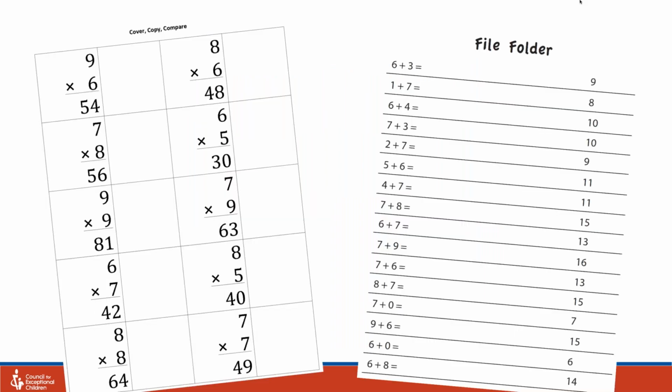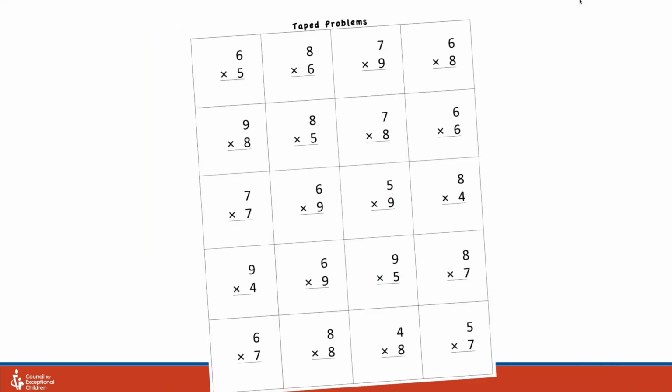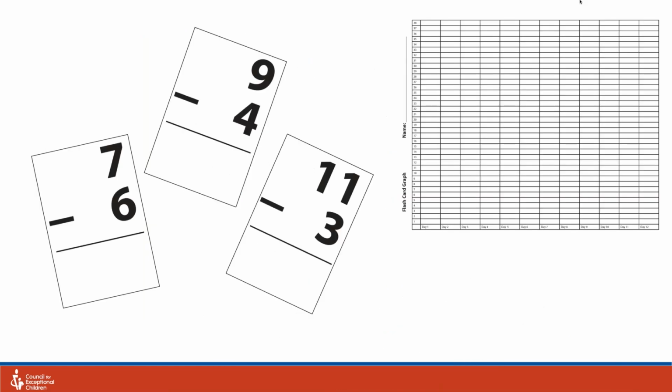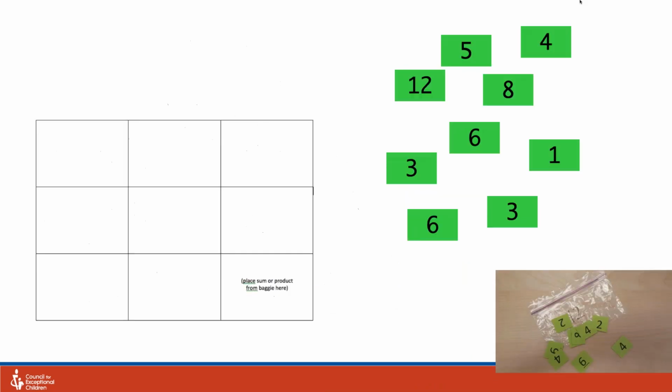And here are just some examples. I'm not promoting any of these. I just want to show you that there's a lot of ways to practice fluency out there. Here's an example of cover, copy, compare, or file folders is pretty similar to that. Taped problems is a nice brief activity to practice facts. Flashcards are really great, especially when paired with graphing, and you can do some self-regulation or self-monitoring there.